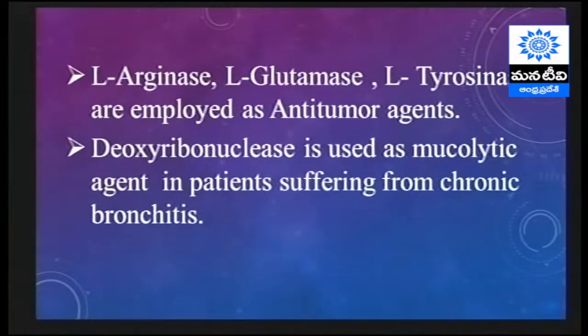Next are certain enzymes like L-arginase, L-glutaminase, and L-tyrosinase, which are employed as anti-tumor agents. As the name suggests, arginase, glutaminase, and tyrosinase are enzymes acting on those particular amino acids. These amino acids are essential for the growth of any particular cell. By reducing the ability to synthesize or utilize these amino acids, the tumor cell can be prevented from excessive proliferation.